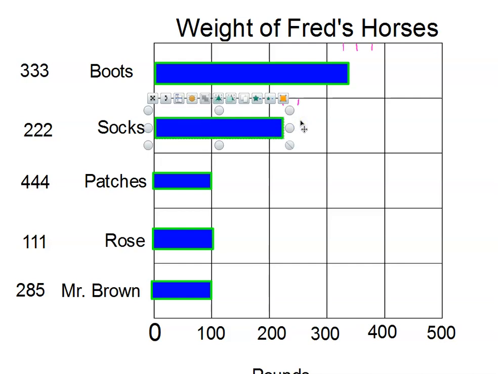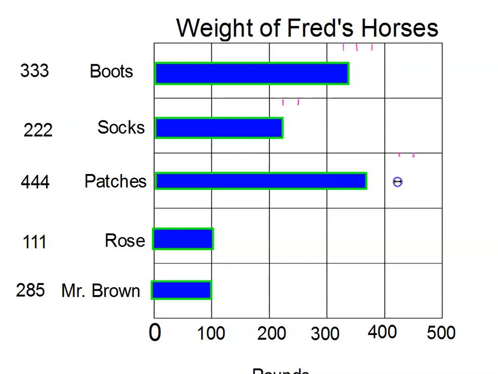Patches 444. So between 400 and 500, right in the middle would be 450. There would be 425. So I'm coming past 425, almost to the 450, somewhere about there. Good old Rose, she's between 100 and 200. That'd be 150, that would be 125. I don't quite want to get to the 125. Yeah, maybe about there.